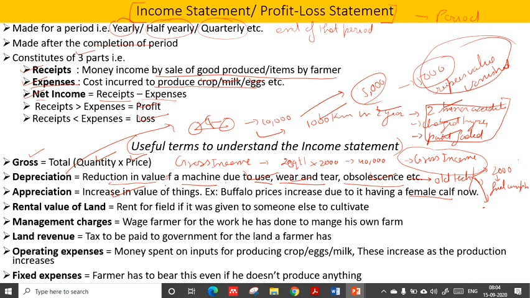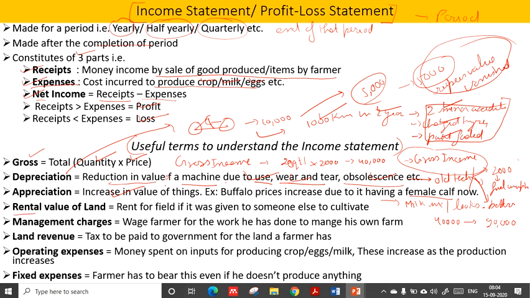Whenever a buffalo has a female calf, its value generally increases, and because you fed it correctly, its milk increased, its looks became better, so the value has increased from 40,000 to now 90,000 rupees. So there is an appreciation. Okay, appreciation means increase in value.